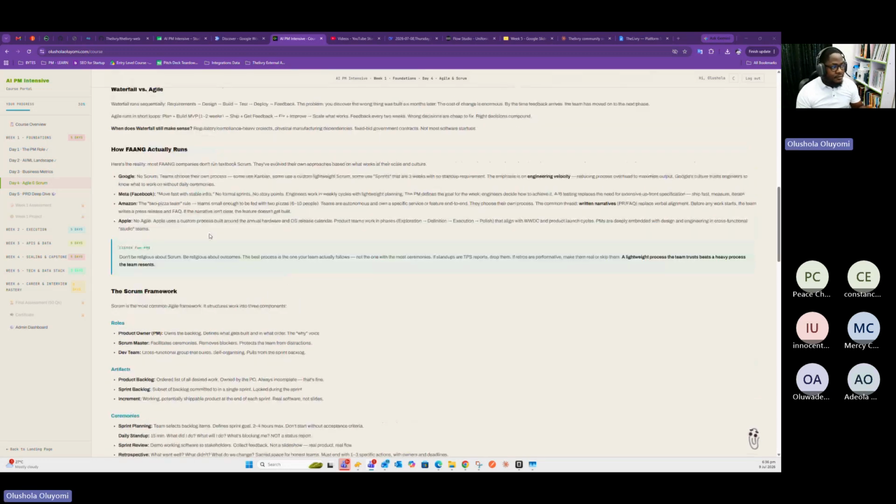Also, I said here that Google, according to my research, don't actually do Scrum. They use some form of Kanban, but they don't use Scrum. So they are also a very agile team. Meta on their own side, they are also very agile, but they have their own version of agile. So again, why did I do this? I do this to let you understand that the fact that you're agile does not mean that you get the job. That's not how it works.